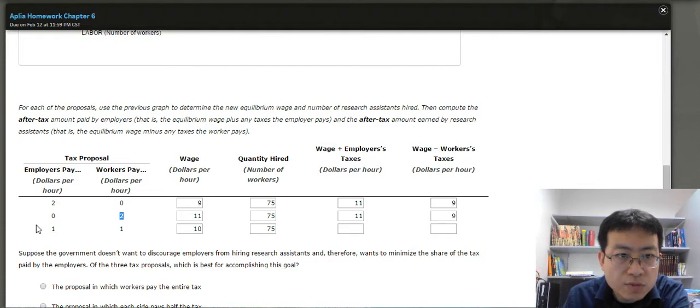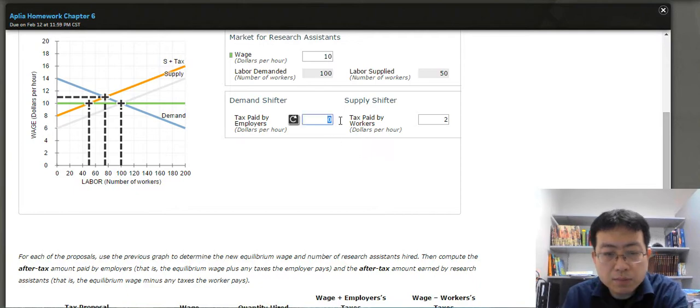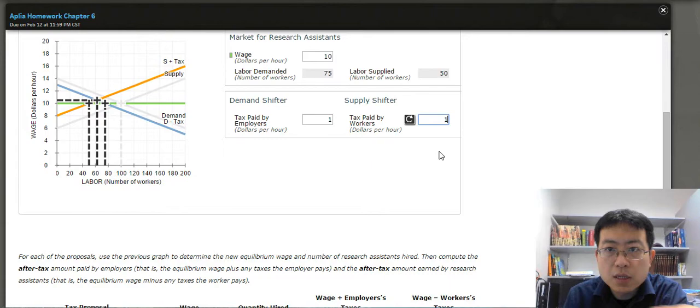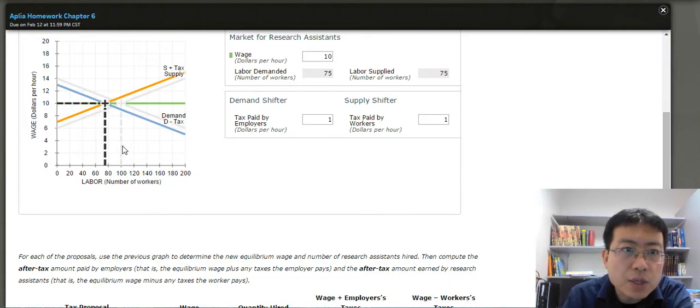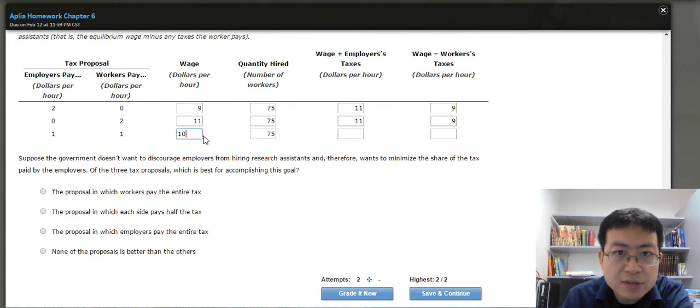And the last one I'm going to do is 1 and 1, so half and half. So $1 on the payer, the employer, and then $1 on the workers. So if it's 1 and 1, our new equilibrium will be this point over here. It shows 75 quantity and $10 for price. So we're going to put $10 for price, 75 for quantity.